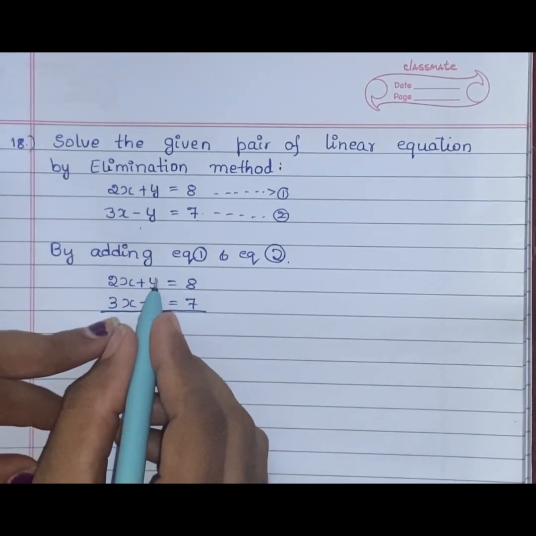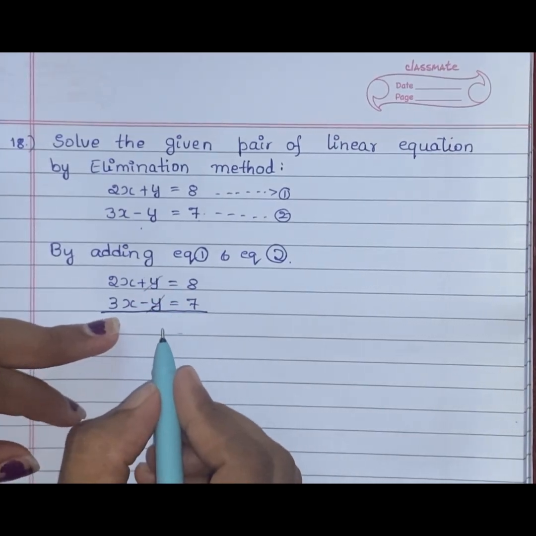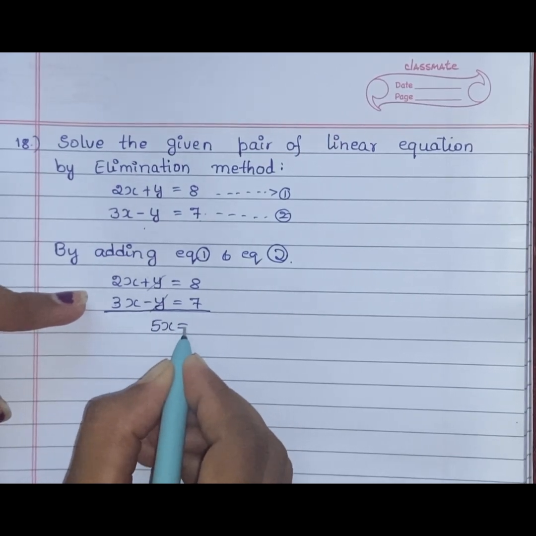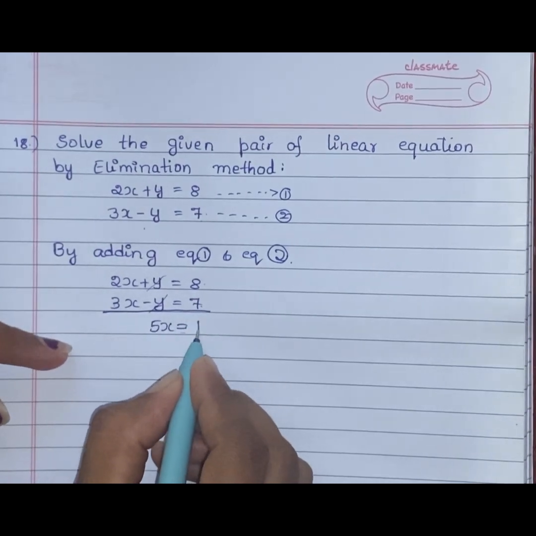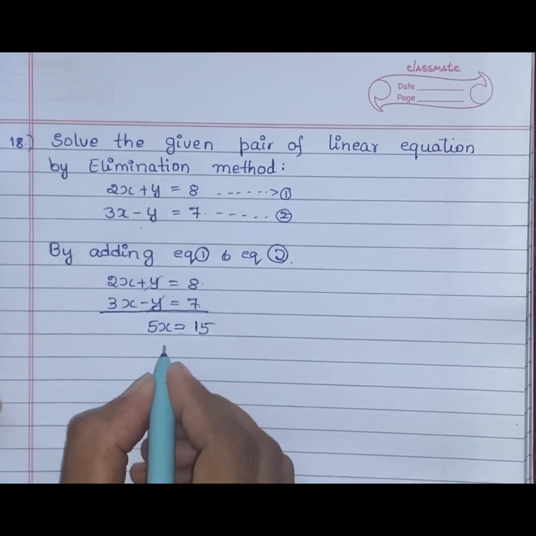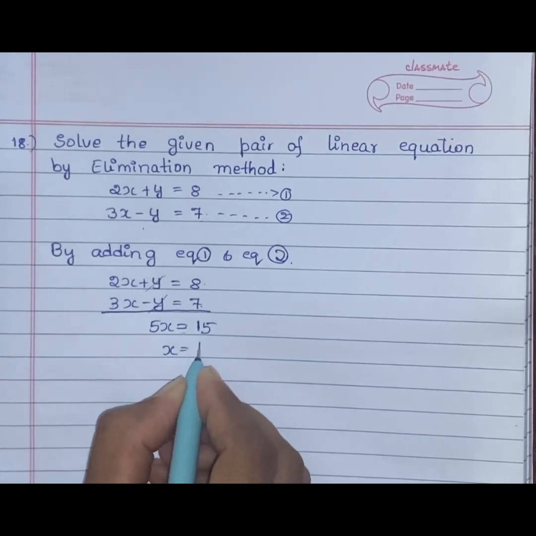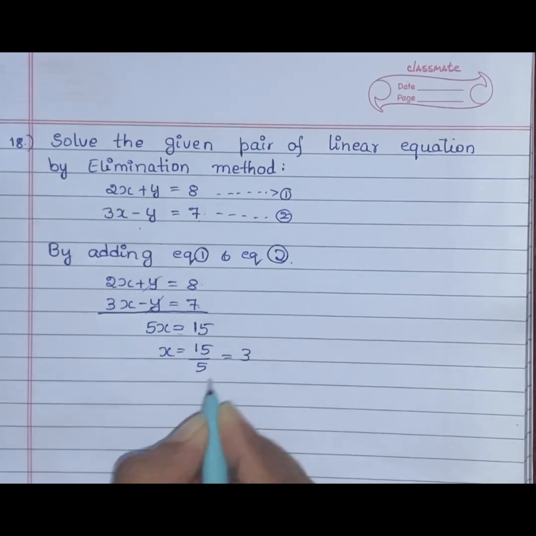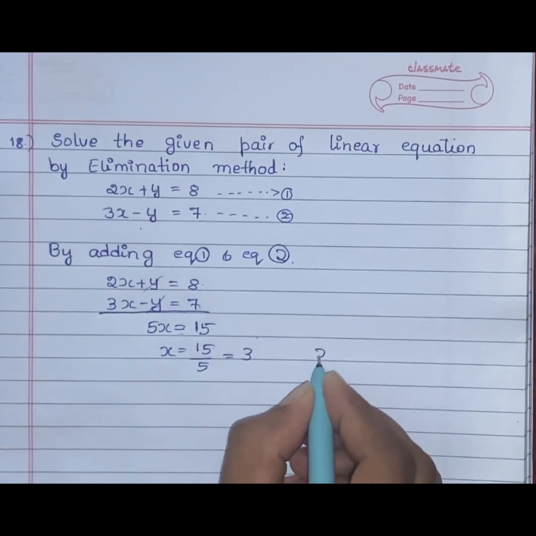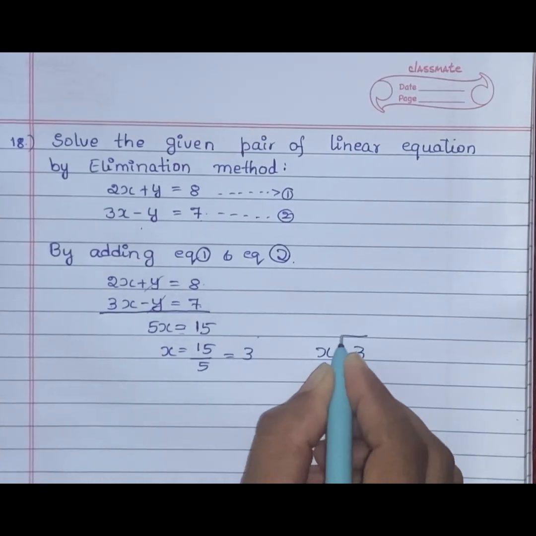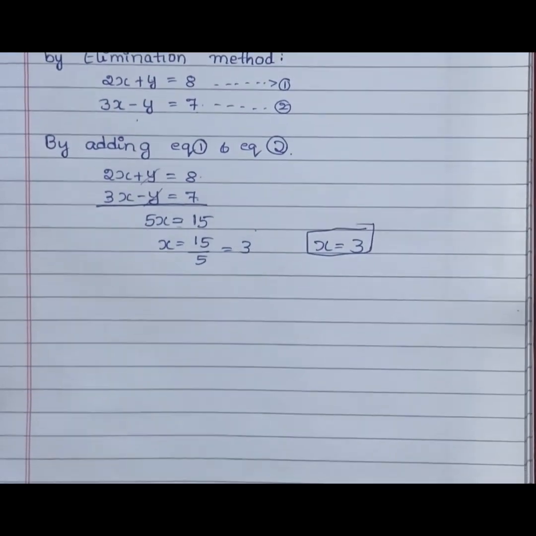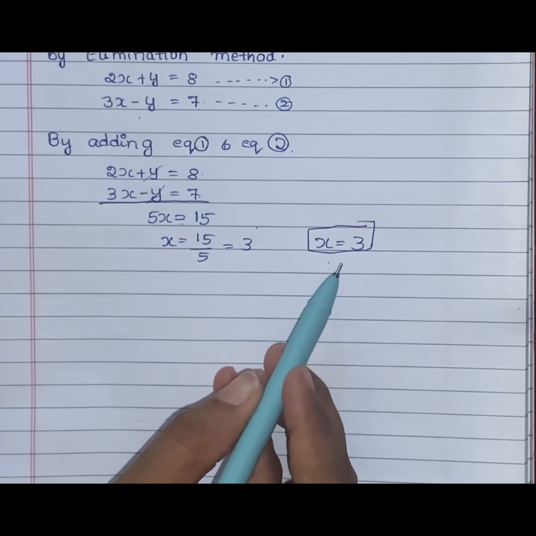While adding, plus y and minus y get cancelled. So 3x plus 2x is nothing but 5x is equal to 8 plus 7, which is 15. So x is equal to 15 by 5, that is nothing but 3. So we know the value of x, that is 3.